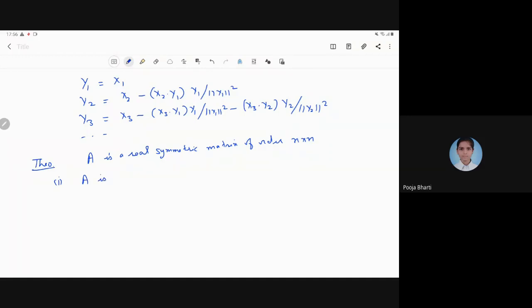First, A has n real eigenvalues. If you are given a real symmetric matrix, real eigenvalues are guaranteed. Second, A has n linearly independent eigenvectors. This is also guaranteed. Very good. In case of a real symmetric matrix, n real eigenvalues and linearly independent eigenvectors are guaranteed. What does that mean? A is always diagonalizable, because if you are able to get n linearly independent eigenvectors, A is diagonalizable. So what do you understand from this? A real symmetric matrix is always diagonalizable.